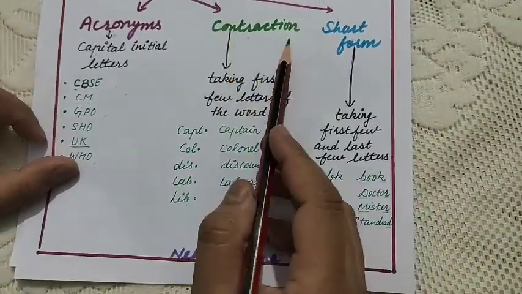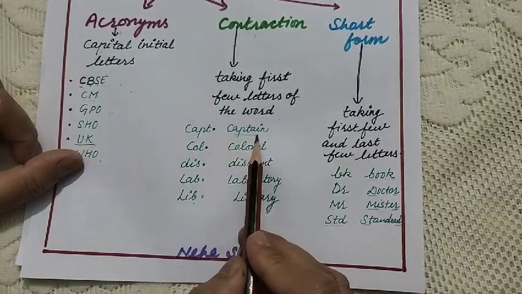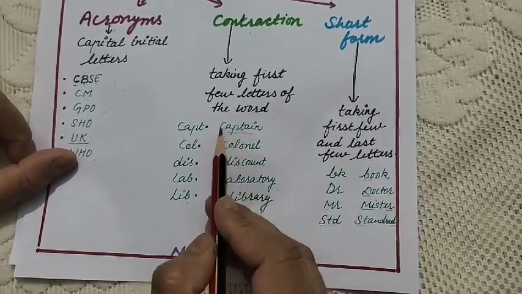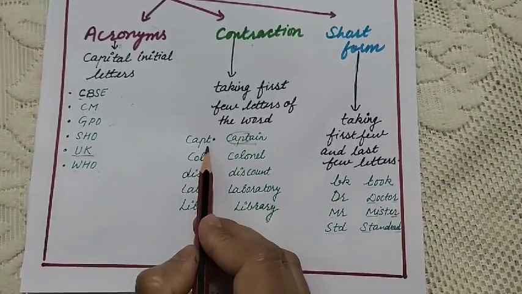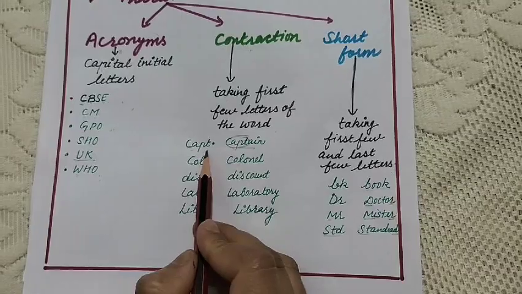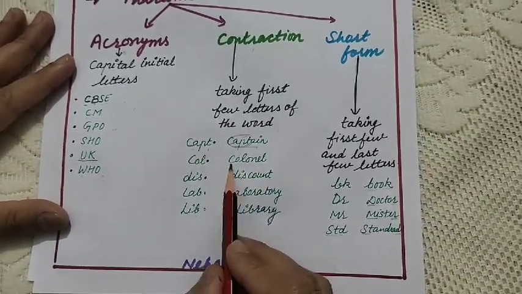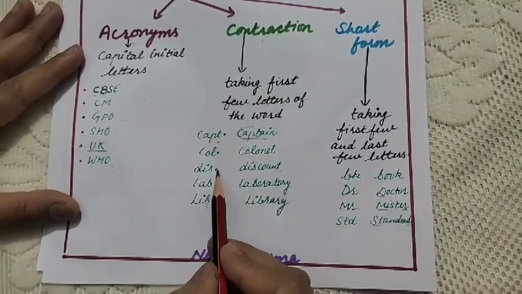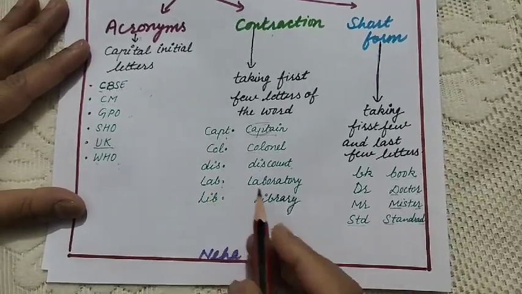Second one is contraction, taking the first few letters of the word, like captain, CAPT. I have put a dot here because the spelling is not complete. Colonel, COL. Discount, DIS. Laboratory, LAB. Library, LIB.